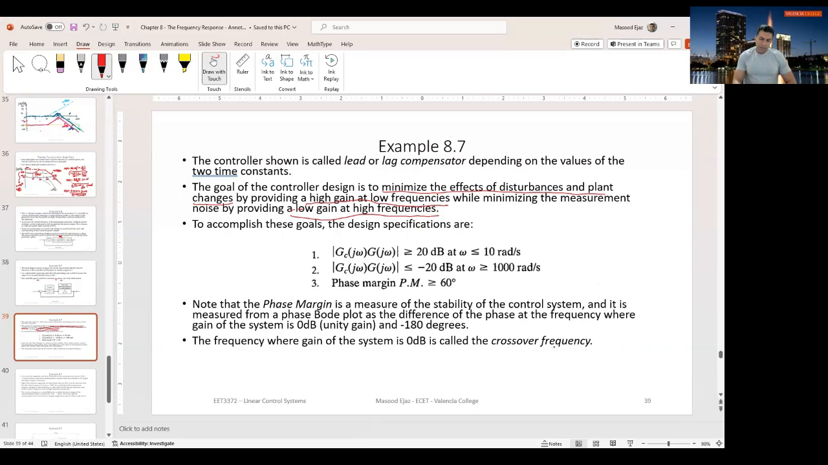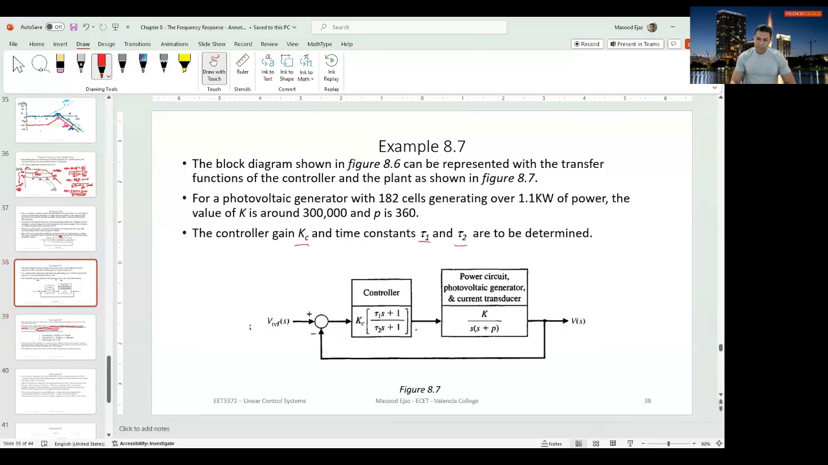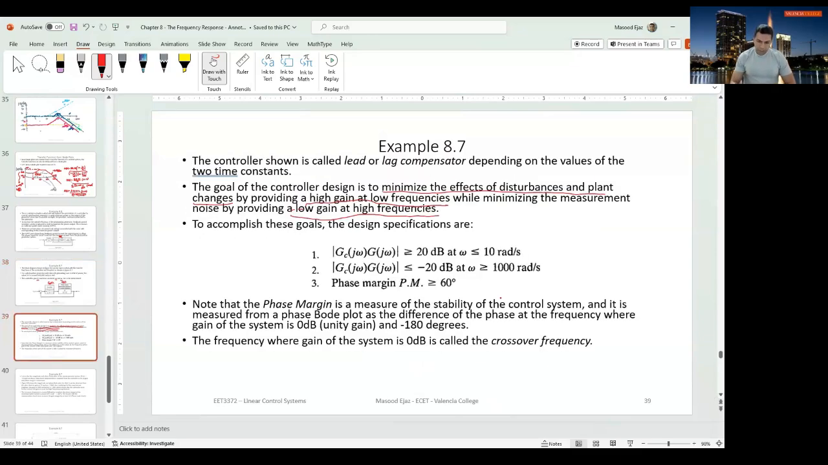And we have these parameters. That is the loop gain, not just the controller, but the loop gain. The loop gain, which is GC(s) G(s). So this is your loop right here, closed loop, GC(s) times G(s) times 1, because it's a unity feedback loop. So the loop gain has to be greater or equal to 20 decibel at low frequencies, less than or equal to 10 radian per second.